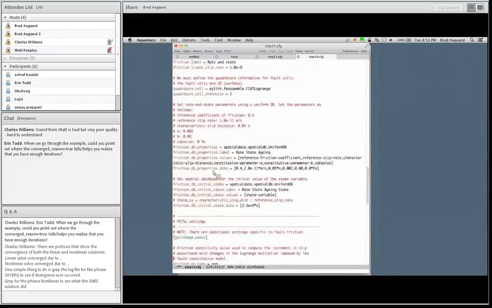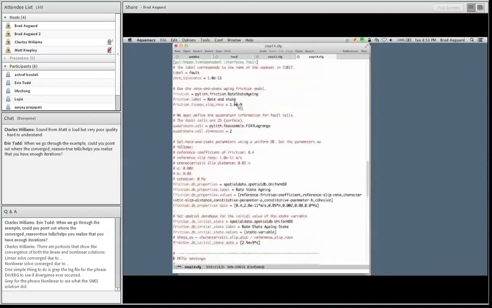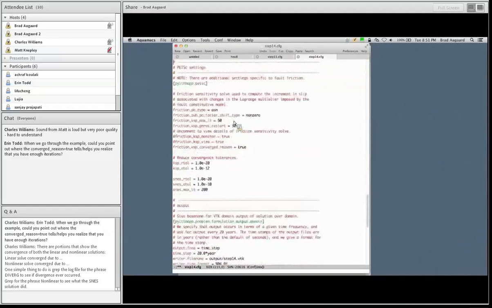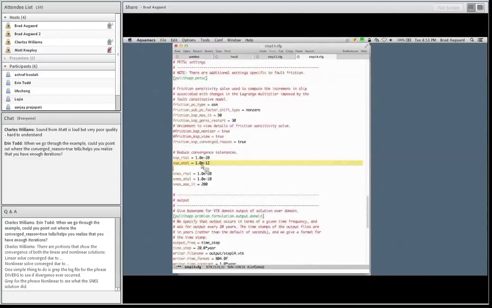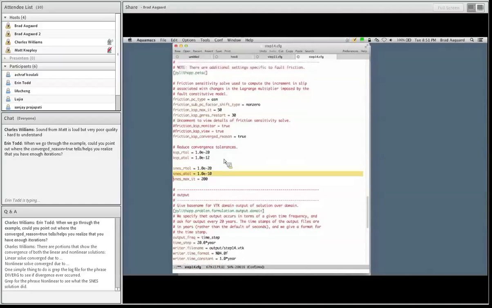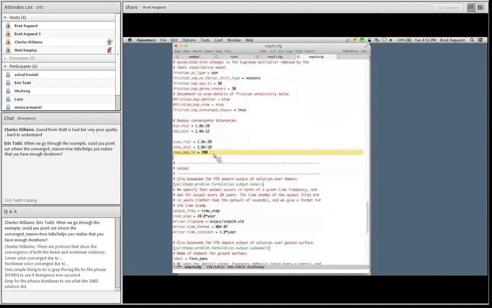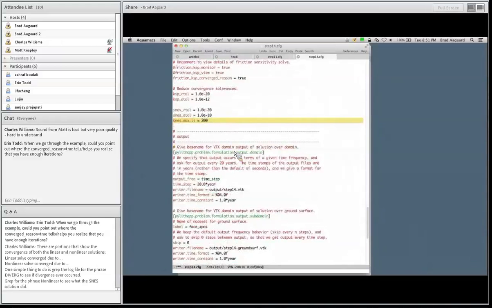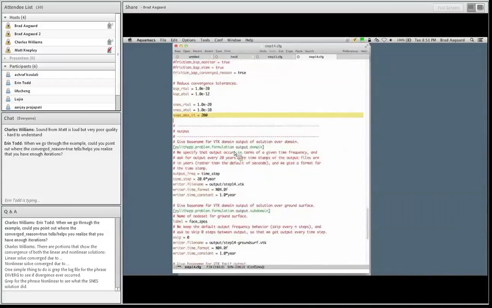Remember, our zero tolerance up here was 10 to the minus 11. So for our fault, we're going one order of magnitude smaller for our linear solver tolerance and one magnitude larger for our nonlinear solver tolerance. We're going to give it plenty of iterations because our through-going fault takes a lot longer to converge than it would if we had it confined to the middle part of our domain.